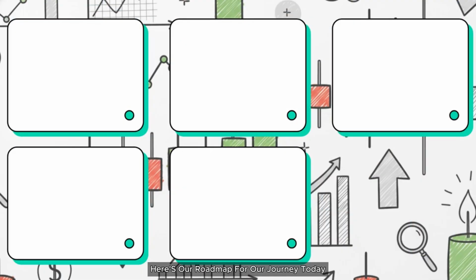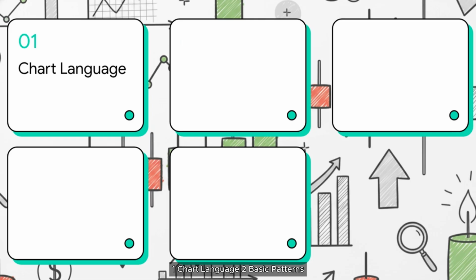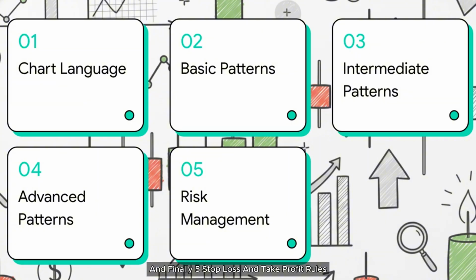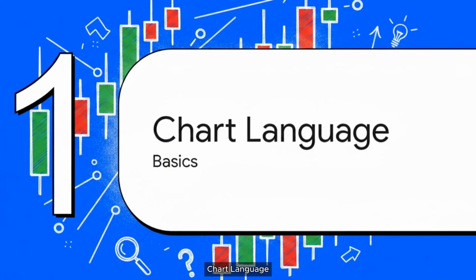Here's our roadmap for our journey today. We're going from the absolute basics to real-world applications. 1. Chart language. 2. Basic patterns. 3. Intermediate patterns. 4. Advanced patterns. And finally 5. Stop loss and take profit rules. Starting off with section 1, chart language.